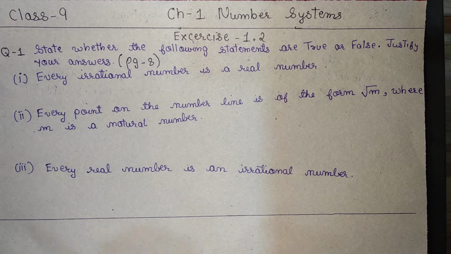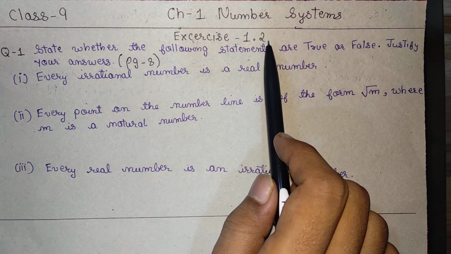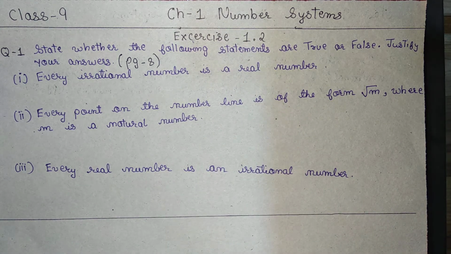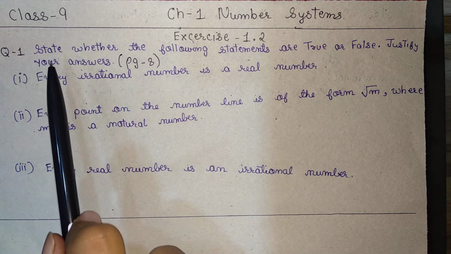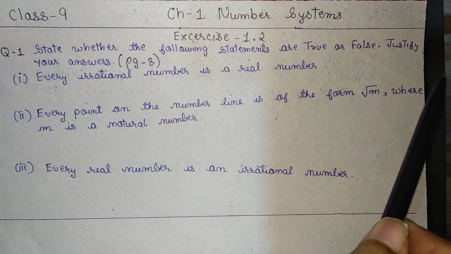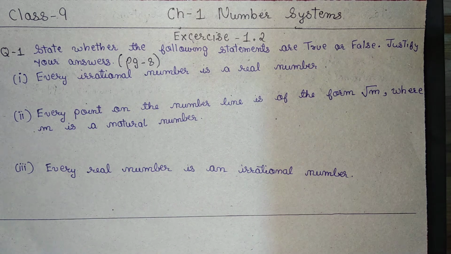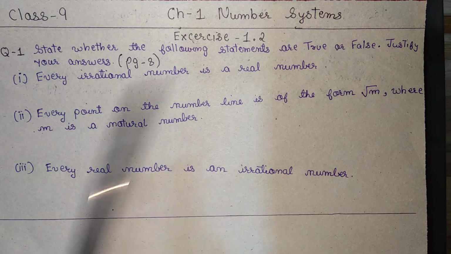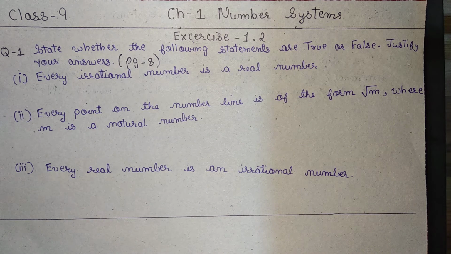In today's video, we are going to start exercise 1.2 of chapter number 1, number system, with the first question. What is the question? State whether the following statements are true or false and justify your answer. We just have to state whether they are true or false, and justify means we have to write a reason for that. If it is true, then no need to mention a reason, but if it is false, then we have to mention a reason. Now let us read out all the questions first.